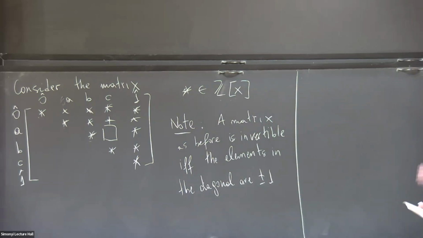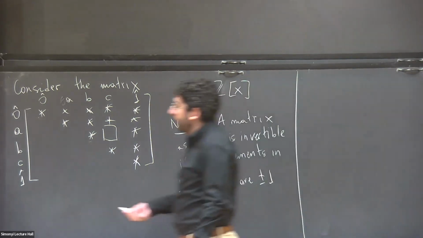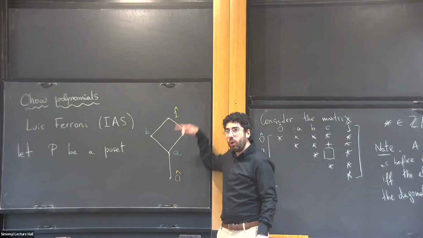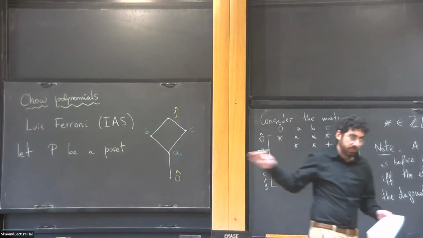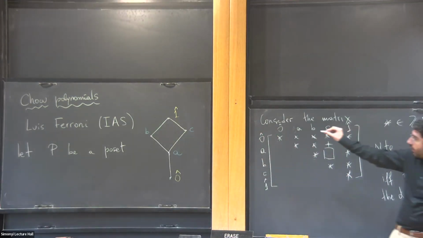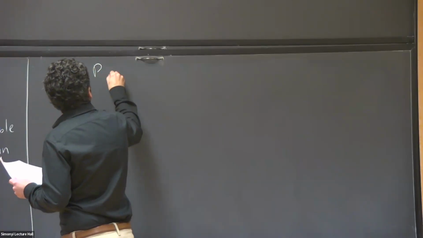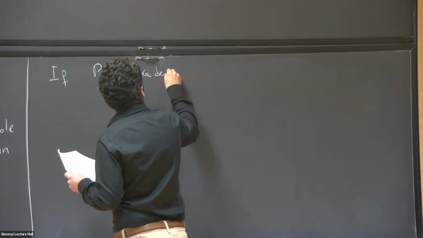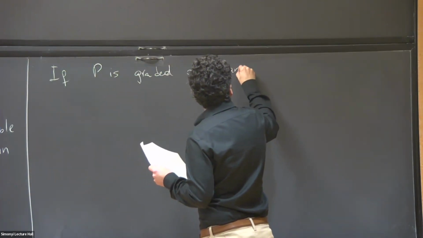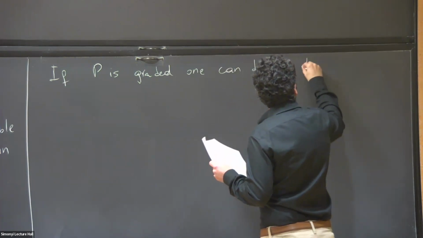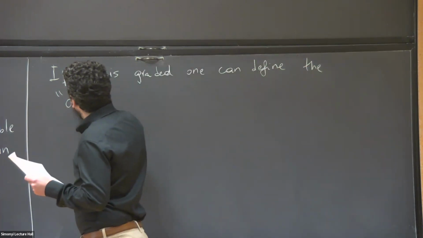Now let me restrict to a special class of posets, which is still very important, which is graded posets. Graded means that essentially you have a notion of level 0, level 1, level 2, and so on. This is the case here. So I have my bottom element at level 0, A at level 1, B and C at level 2, and the top element is level 3. So whenever you can do that, if P is graded, one can define the so-called characteristic polynomial.